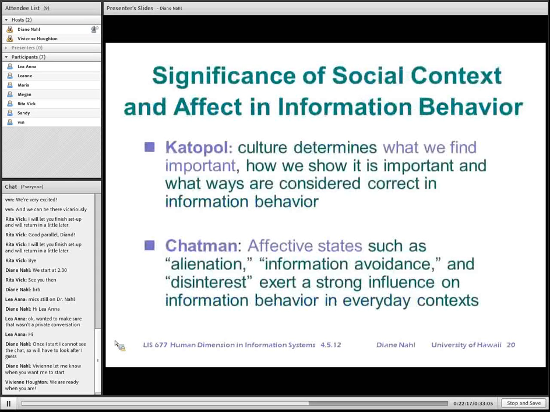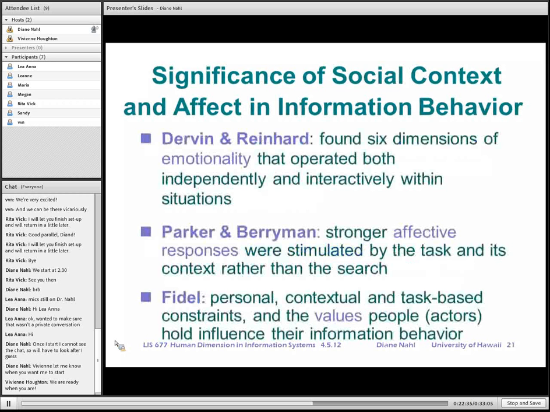Some other information behavior researchers have found that social context is important, such as Savolainen and, of course, Chatman. Her research is very important in documenting the emotional aspects of information use in specific populations. And several others have found these roles of affect in their studies. So context, situated use are very important, but also values that people have.